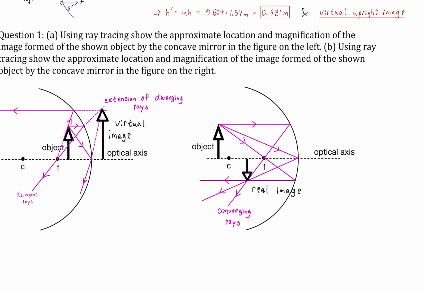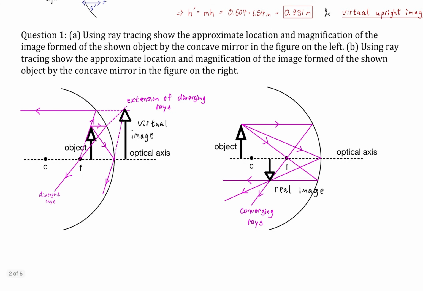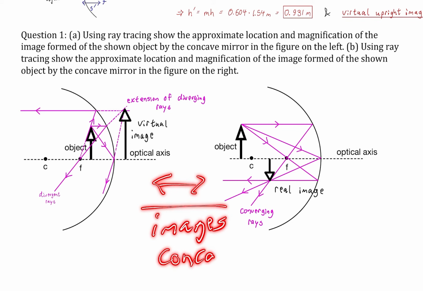All right. All done with ray tracing, principal rays. Okay? And do you see the rule? The rule is that we have the virtual image formed when the object is inside the focal point, and we have the real image formed when the object is outside the focal point. This highlights the two ways that images are formed for concave mirrors.